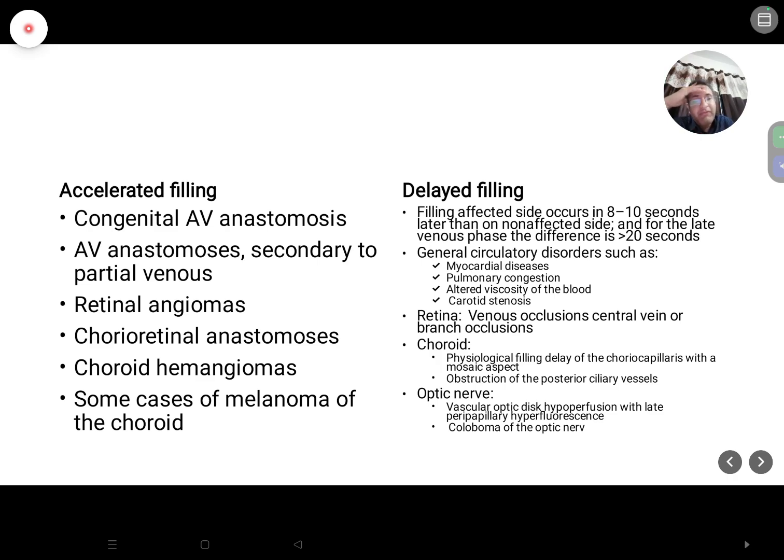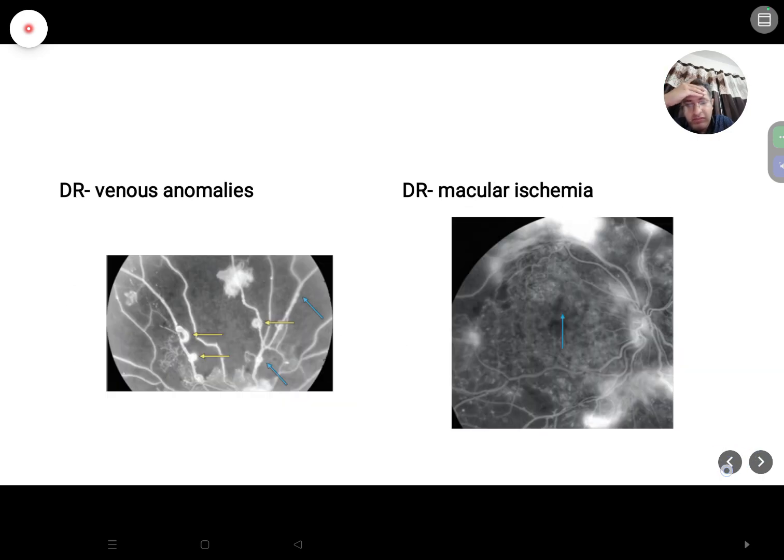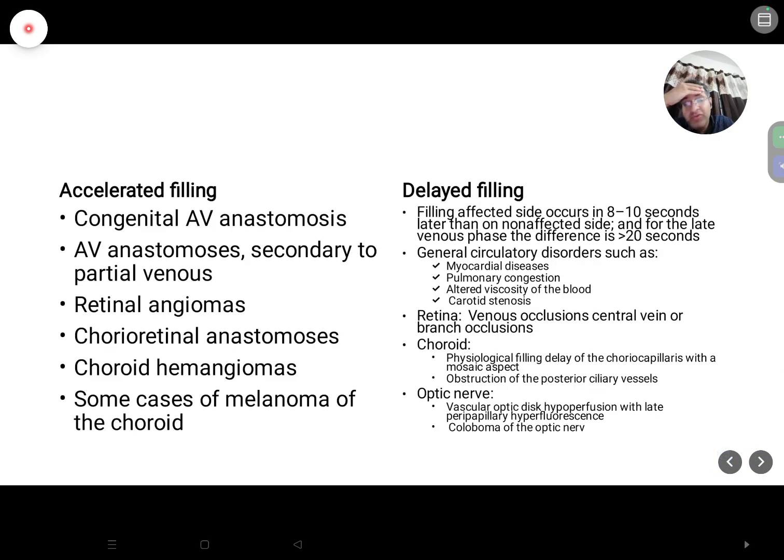So we have discussed hyperfluorescence and hypofluorescence. Next, what we should also see is that whenever we put in a dye, we normally say it takes 10 to 12 seconds to reach the eye. That is the arm to eye time.